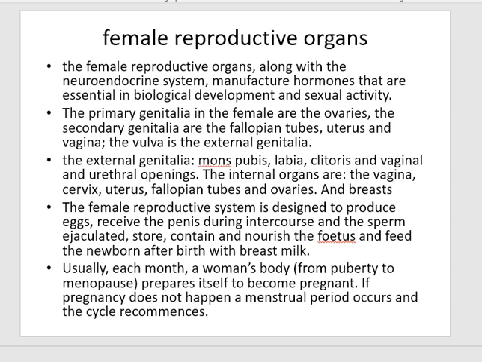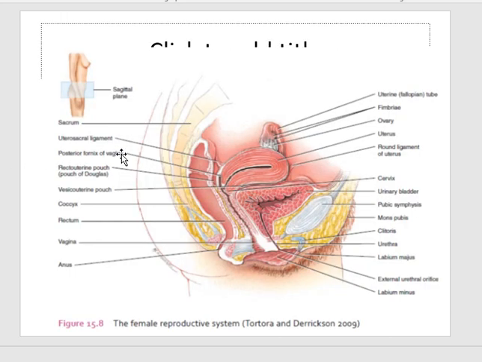Usually each month, from puberty to the menopause, a woman's body prepares itself to become pregnant. If pregnancy does not happen, a menstrual period occurs and the cycle recommences. And this is the internal and external reproductive organs as we see here.